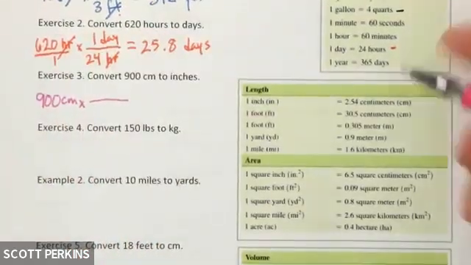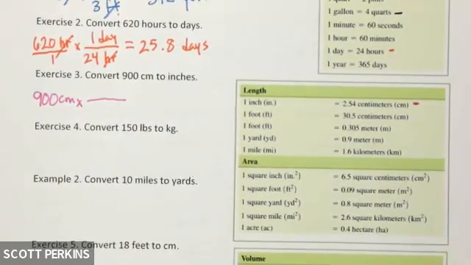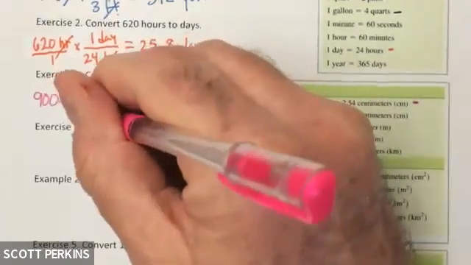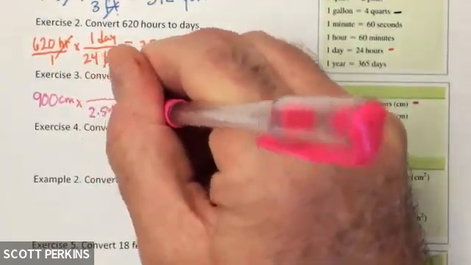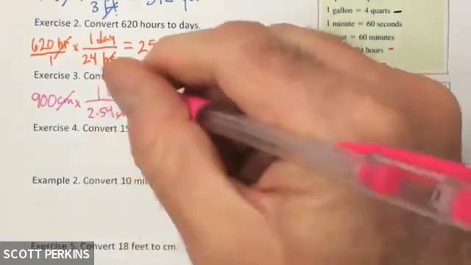All right, so the 900 centimeters is what we start with on this one. My unit fraction says I've got 2.54 centimeters and 1 inch. So where am I going to put the 2.54 centimeters? The 2.54 centimeters goes in the bottom so that I can cancel out those centimeters. And so this time we're dividing the 900 by 2.54. So I'll round this. 900 divided by 2.54 is 354.33.